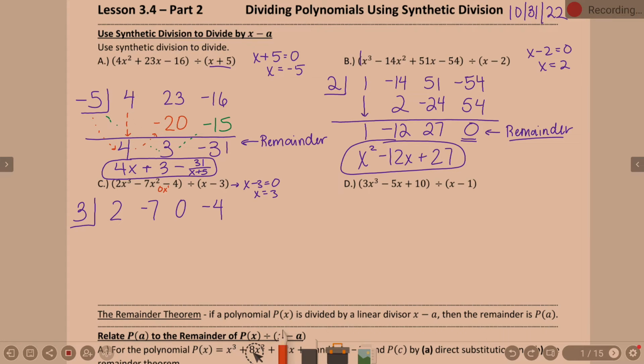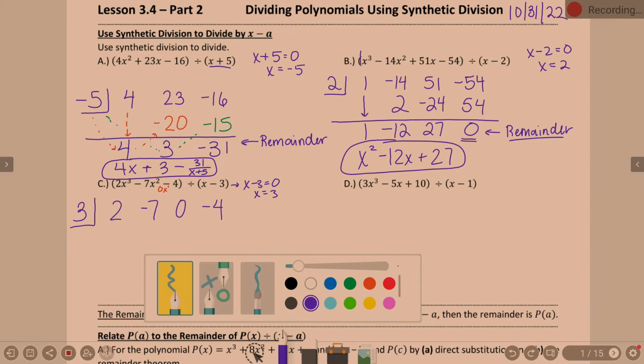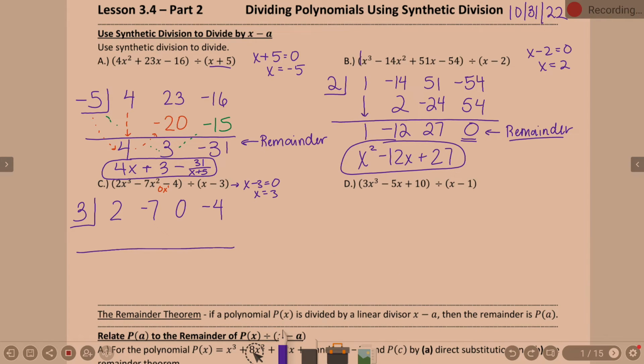Guys, this is synthetic division. There is no saving yourself if you don't put that 0 in. I hate to tell you that. There is no saving yourself. Your answer will be wrong. So you have to get that 0 in there. Now, the rest of this, normal synthetic division.